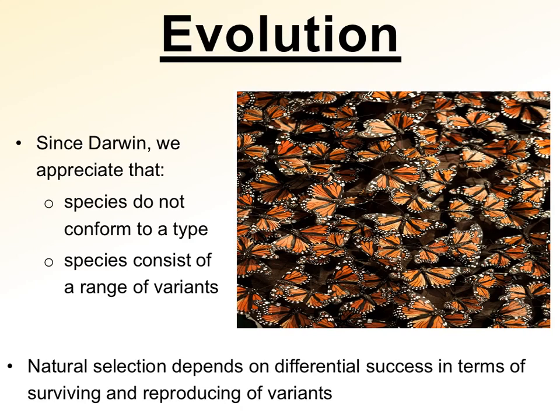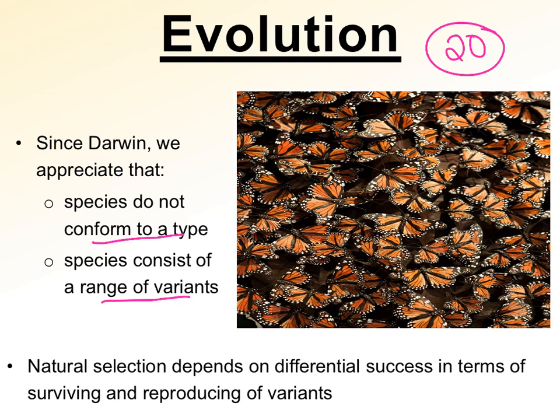Okay, so we are now on chapter 20, and we're talking about evolution. And really, the first concept we need to think about is getting back to our genetic variation, because we know that there are variants, and Darwin appreciated the fact that species don't conform to a given type, that there are a lot of variants due to these genetic variations.